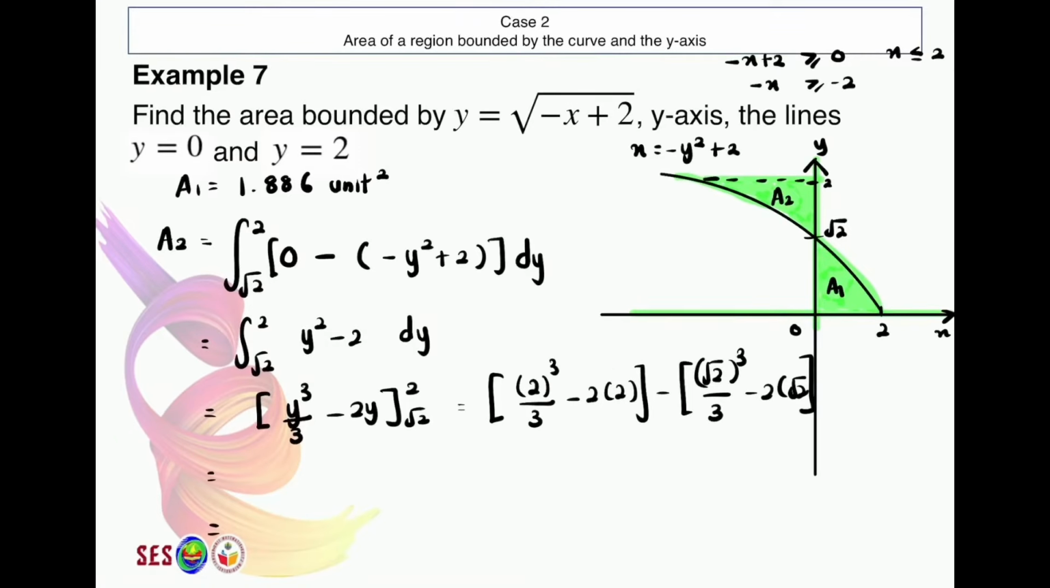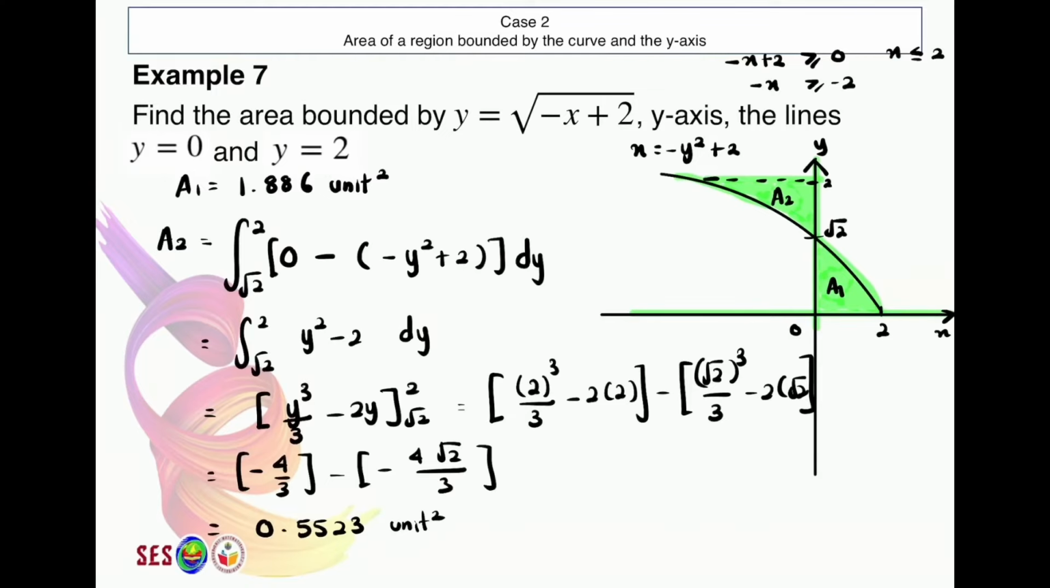First bracket gives you negative 4 over 3. Second bracket will give you another minus 4 set 2 over 3. So you add them up and you get 0.5523 unit squared. Okay, so this is for your E2.